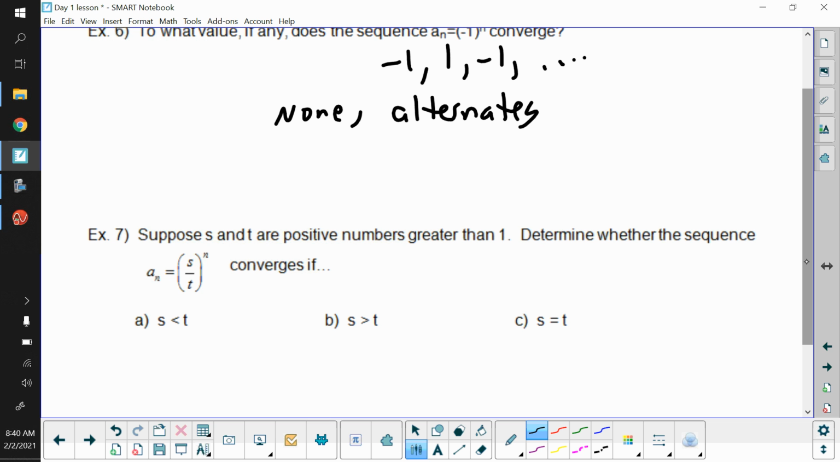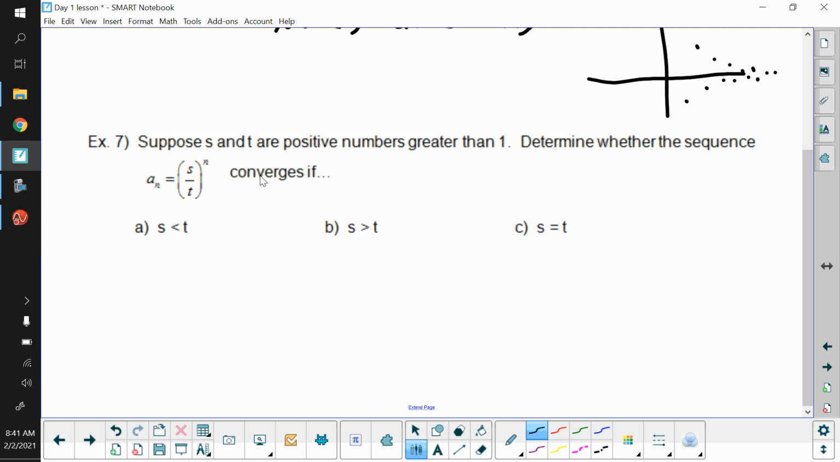Now, just because you have a -1 to the n, if you had other stuff in the sequence, sometimes it might converge. So for example, graphically, you might have something that's going like this and it's approaching 0 but bouncing back and forth from it. So it will eventually approach 0, it's just bouncing back and forth on either side of it. So sometimes even if you have a -1 to the n, it might still end up working out.